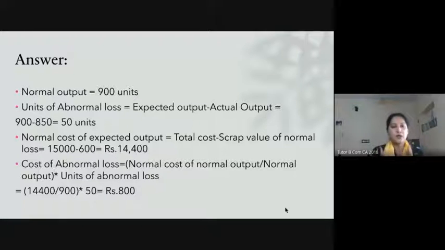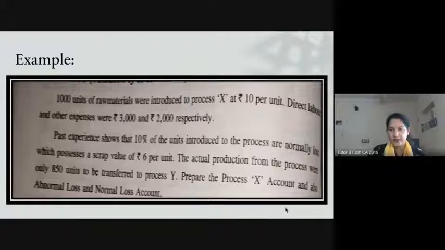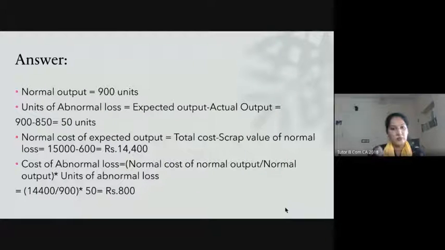Okay. Now, normal cost of expected output, we had a formula where we said the scrap value will be reduced from the actual cost to find out the total loss. So in our question, they said we can see that 10 per unit, and I will just show this when we do the accounting part also. We had a scrap value. So after considering the scrap value, the total cost will be 14,400. And then we wanted to find out the value of abnormal loss, which is nothing but 14,400 divided by 900 into 50 units, which we did in the last exercise, the same thing. And we got 800.